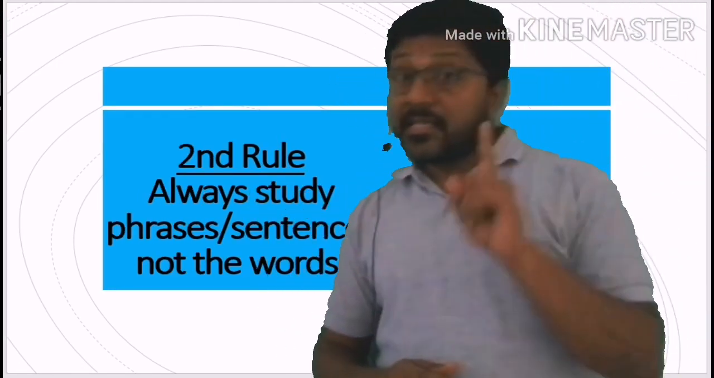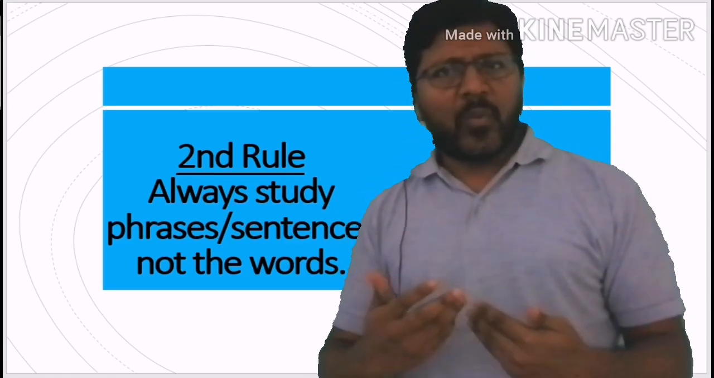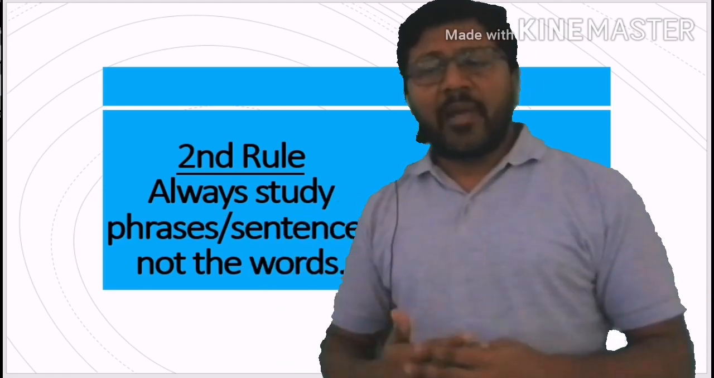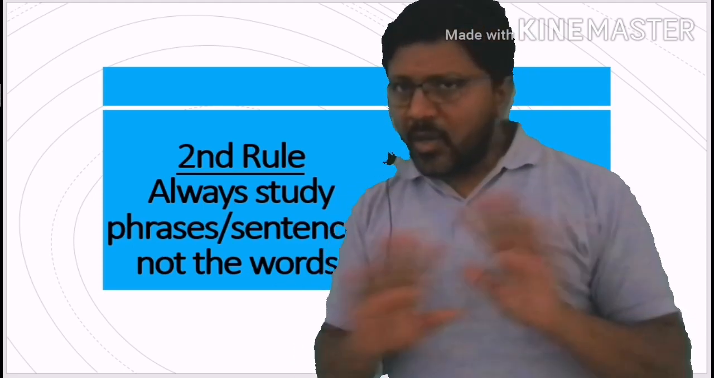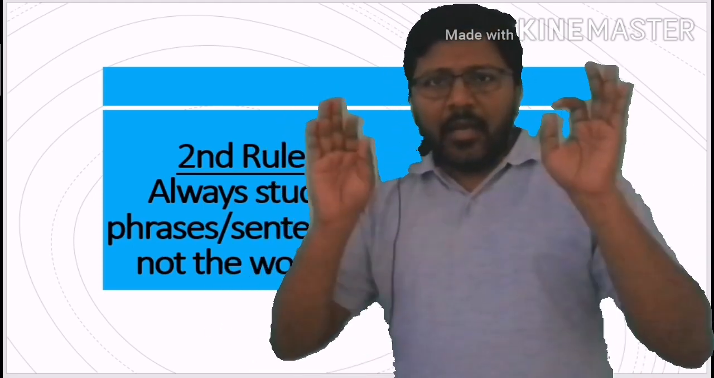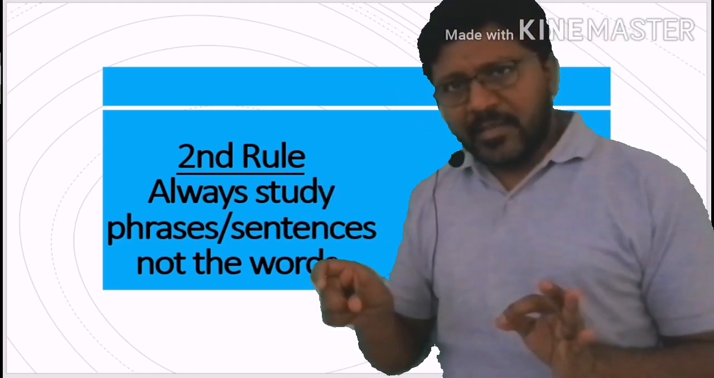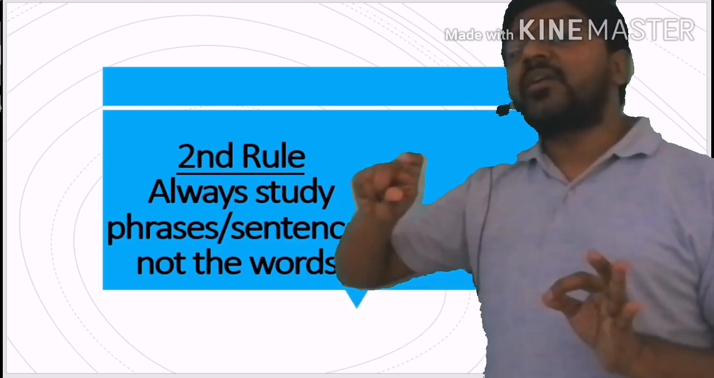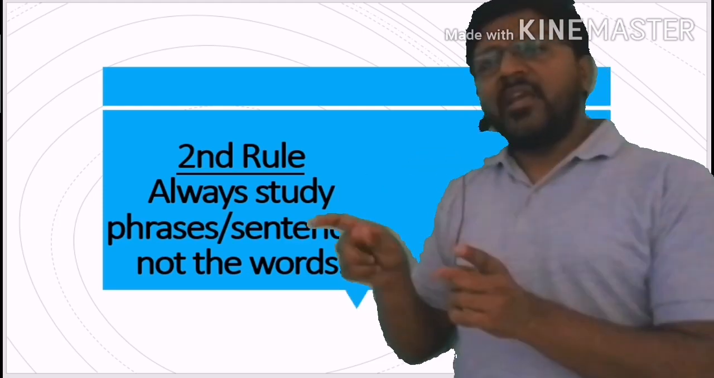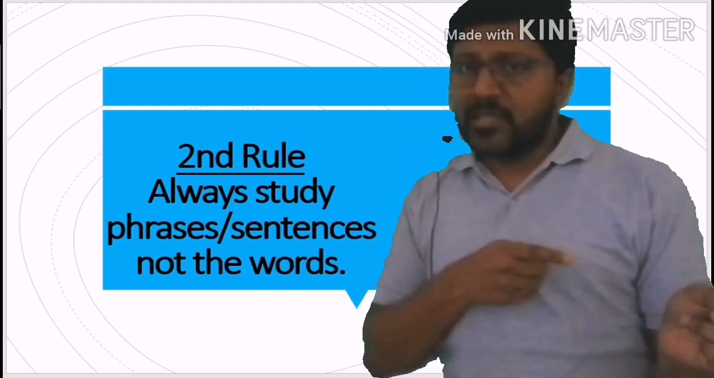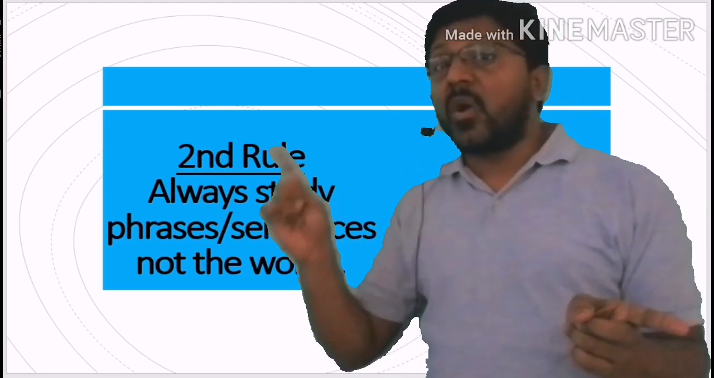The second rule says study phrases and sentences, not the words. Usually what we do is memorize vocabulary and think that after learning lots of vocabulary, we can speak English very fluently. No, that's a myth. Always try to learn the meaning of a particular word in a particular sentence, how that word is pronounced and how that word gives the meaning of that particular sentence. So always go to the meaning with the sentences, not the words only.